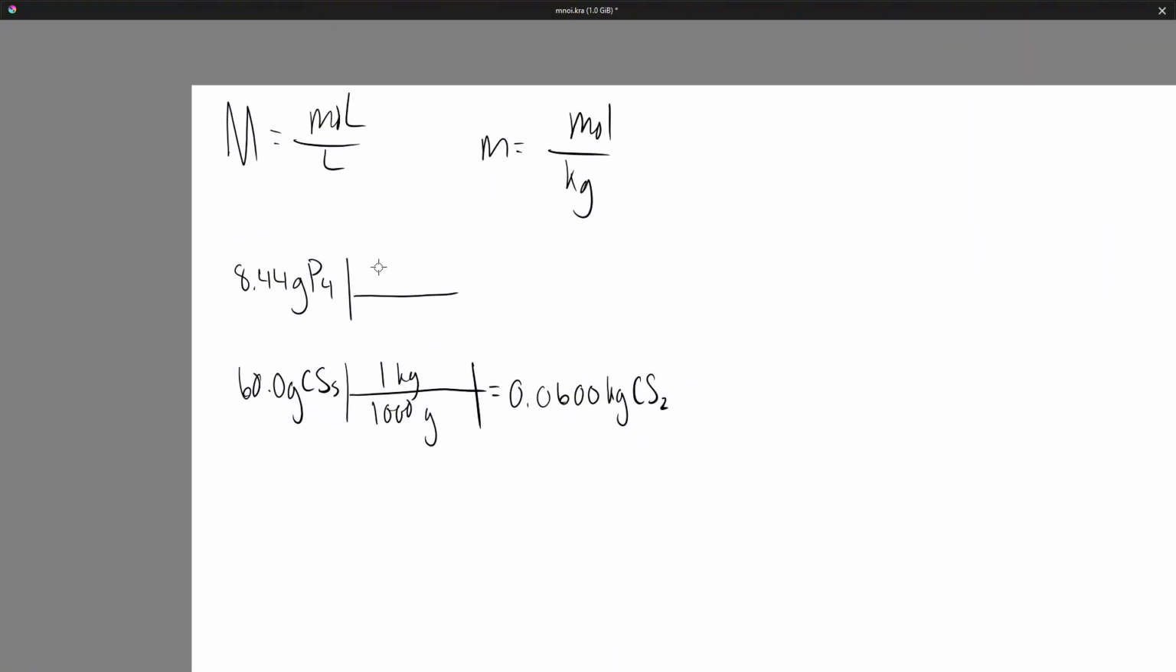And for this, we solve for number of moles, like I said, by using the molar mass, which is 123.896 grams per mole of P4. Squeeze that in there. Solving for that, I got 0.0681 moles of phosphorus.